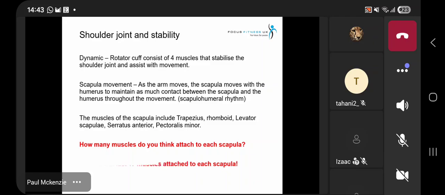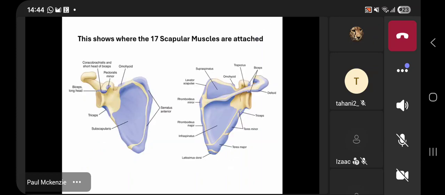So you may well be surprised to find each of your shoulder blades has 17 muscles attached to each one. 17 muscles. So again, I've added this slide just to show you where those 17 are attached. All the blue bits are the surface area of attachment. In other words, if you look at this one here, the subscapularis takes up this entire surface.